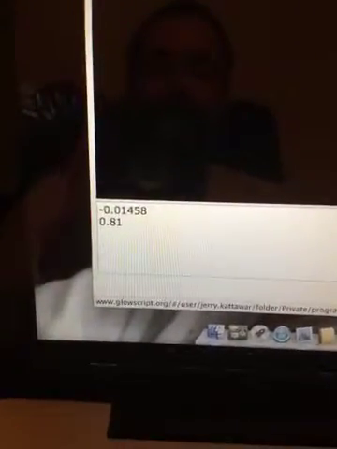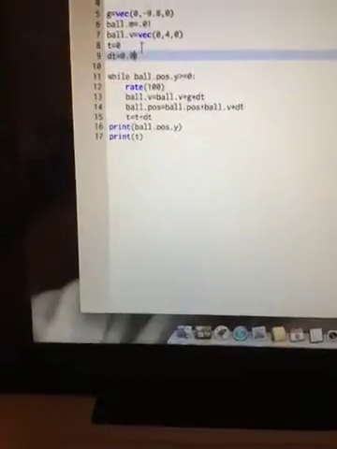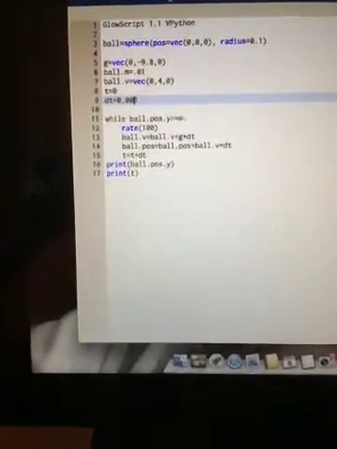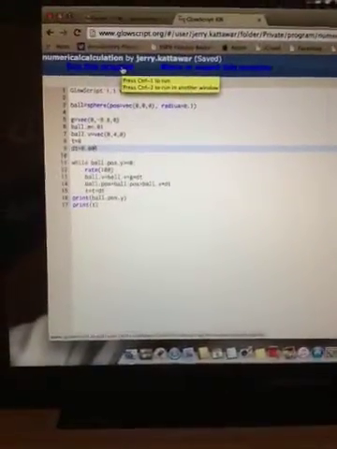And it says the y position is negative 0.01. And that is because the program only ran every 0.01 second. If we make that time smaller, it will get closer and closer to 0. So let's do it again at 0.001.